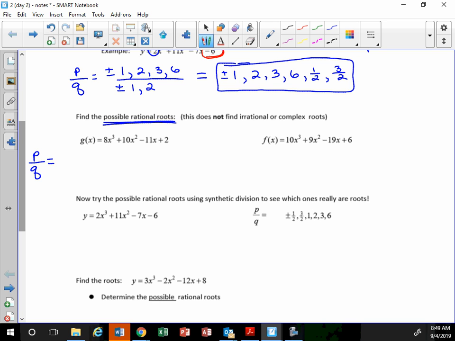So let's do one more together, and then I'll have you try the next one on your own. All right, so remember, a numerator comes from the constant. So what's the constant here? What are factors of 2? 1 and 2, okay. Over, leading coefficient factors. So what are the factors of 8?